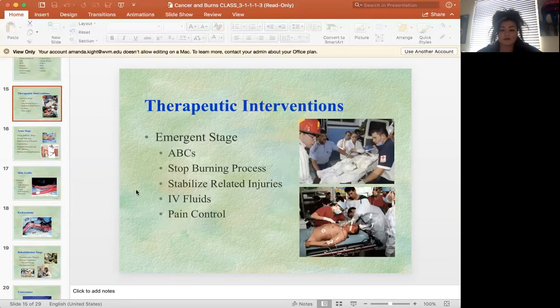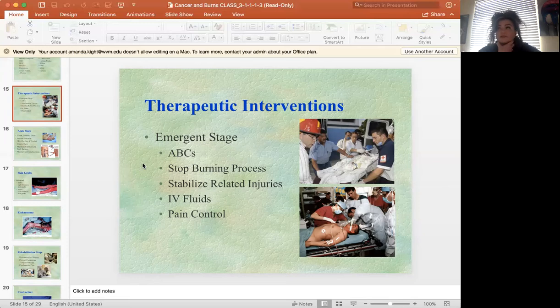Okay, therapeutic interventions. We've talked about pain control. We didn't talk about that. Yeah, definitely. So ABCs we mentioned. Stopping the burning process, we didn't really mention, but by the time they get to you, more than likely I would hope that would be done, unless you're on the scene for whatever reason.